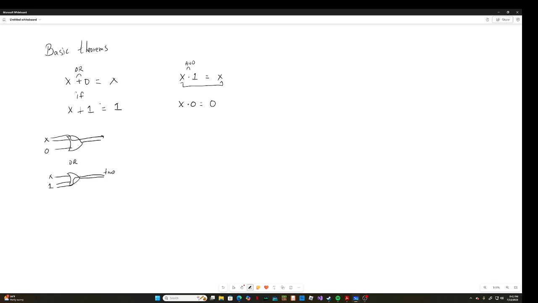Same way over here, if I have an AND gate and I have an x and a 1, then the output is going to be dependent on the unknown value. And the same way, if I have a 0 as the other value here, then the output is going to be dependent on the 0.